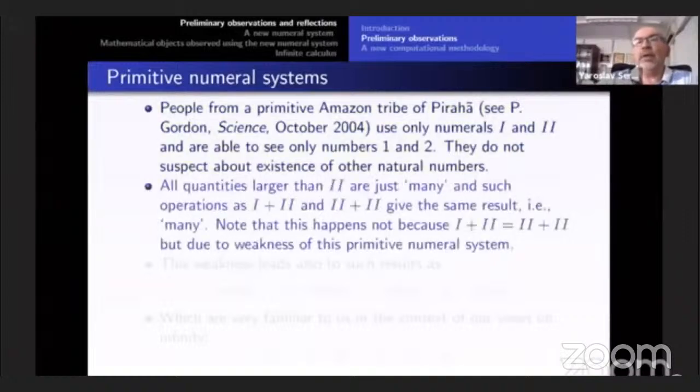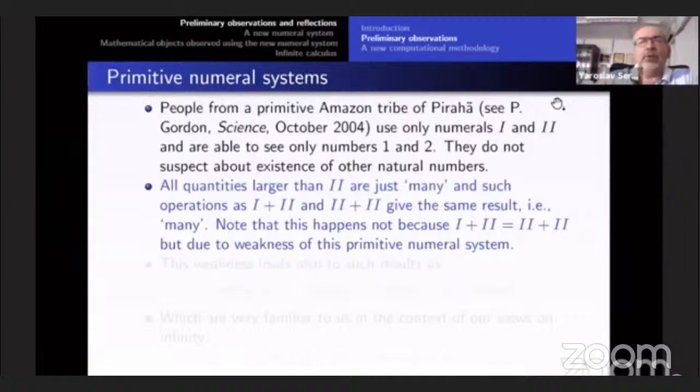So all quantities larger than 2 for them are just many, and such operations as 1 plus 2 and 2 plus 2 give the same result, many. Obviously, this happens not because 1 plus 2 is equal to 2 plus 2, but because the system is too weak to see the difference. And pay attention that the result many is not wrong. It is not accurate. For example, if you ask me how many trees there are in the garden in front of my house, I will answer many. This is a correct answer, but with a low accuracy.